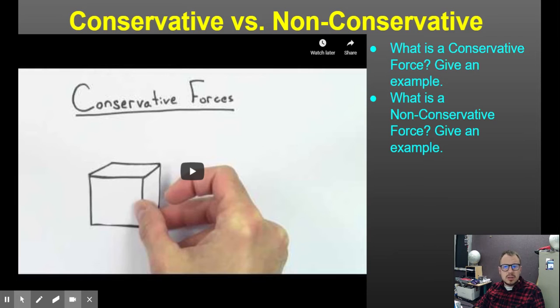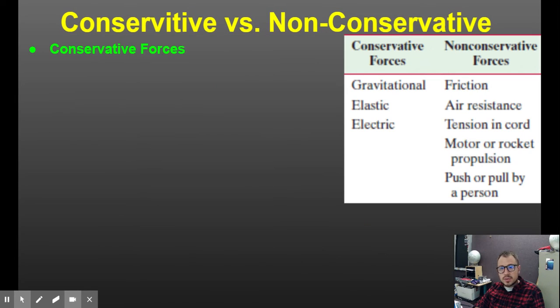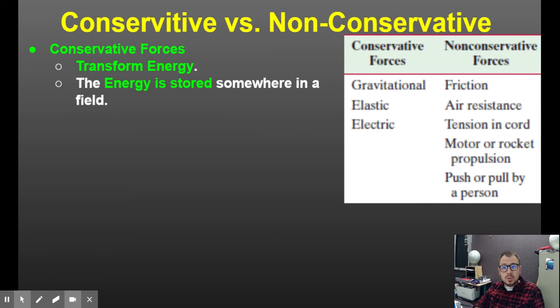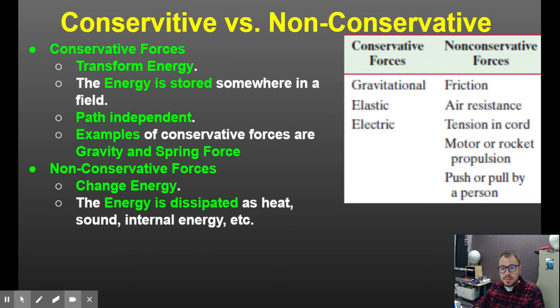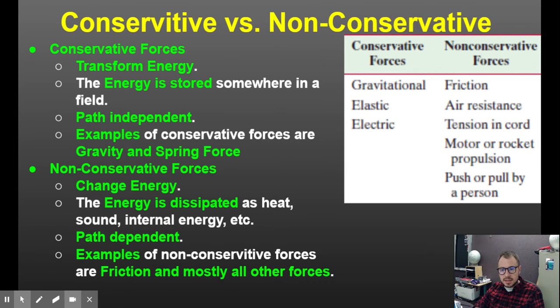This video really shows the conservative versus non-conservative forces. Conservative forces transform energy. The energy is stored somewhere in a field. It's path independent. Examples of conservative forces are gravity and the spring force. Non-conservative forces change energy. The energy is dissipated as heat, sound, internal energy, etc. It's path dependent. Examples of non-conservative forces are friction, and mostly all other forces are going to dissipate that energy.